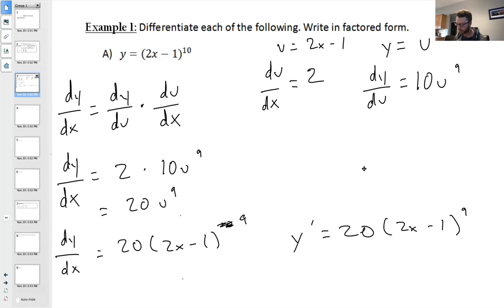Okay, so that is our first taste of the chain rule. Do we have any questions with that right away? Perfect.